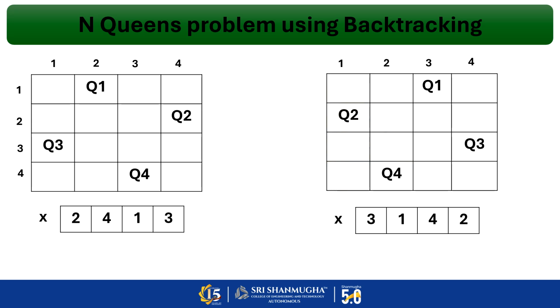After deriving the first solution, we took the mirror image of that and derived another solution. So the first solution is 2, 4, 1, 3 and the second solution is 3, 1, 4, 2. So this is the procedure or the process of the n-queen problem using the backtracking method.